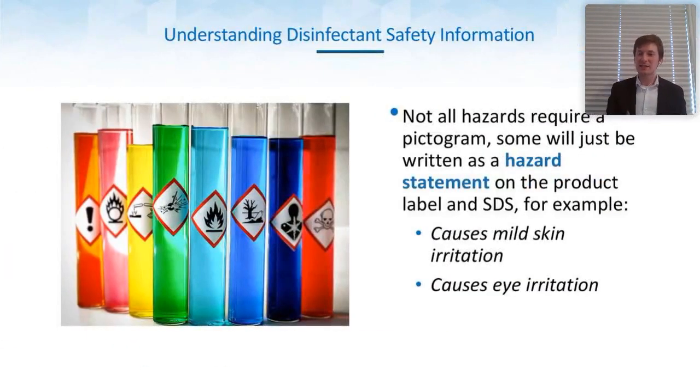But it doesn't end necessarily with looking for pictograms because not all hazards are necessarily going to require a pictogram. Some hazards might just be written on the product, on the label or the SDS in the form of a hazard statement. And so this is also under Section 2 of the SDS. And an example of what this might look like, for instance, it could say causes mild skin irritation or causes eye irritation. And even if there's not a pictogram on the SDS or on the label, it's still important to look out for these statements as well to understand any necessary risks.